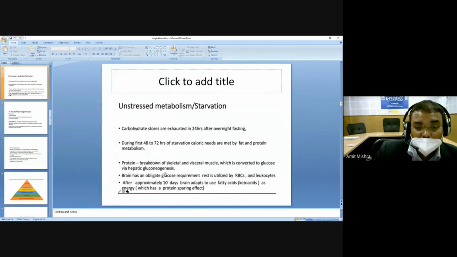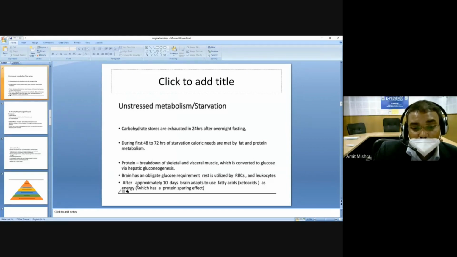It is important to know that obligate glucose requirement is basically the characteristic feature of the neurons. The rest of the glucose which has been metabolized from the carbohydrate is utilized by the RBCs and leukocytes. So it is important to maintain an adequate glucose blood level in the body so that brain activity stays within normal limits.